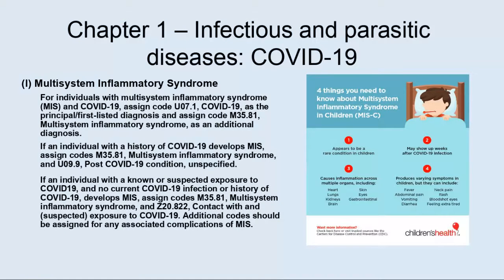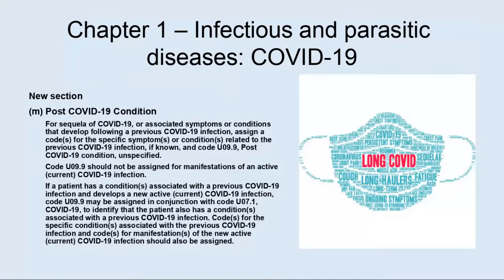If a patient has a history of COVID, list M35.81 first, then use U09.9. A patient may have been exposed to COVID but not have any current symptoms or history but develop MIS. In this case, list M35.81 first, then Z20.822. So this is giving you the sequencing for these conditions.